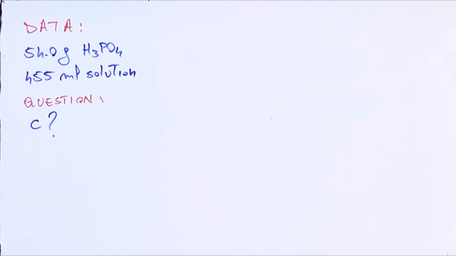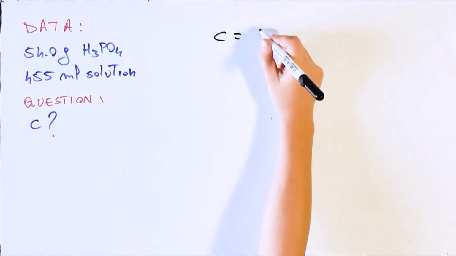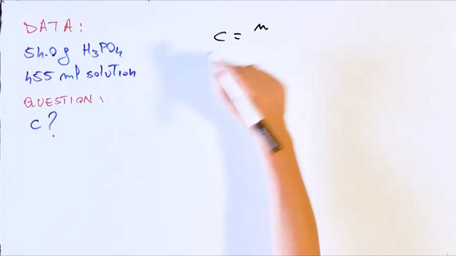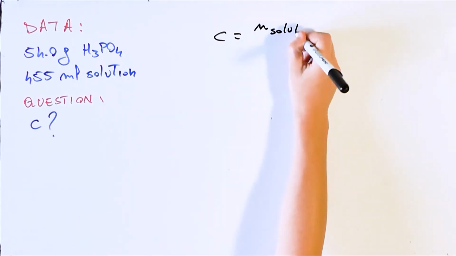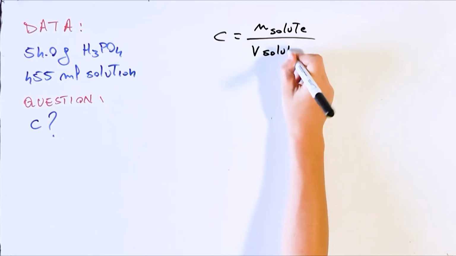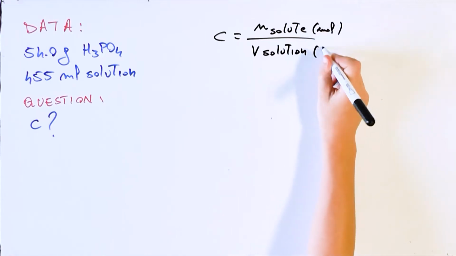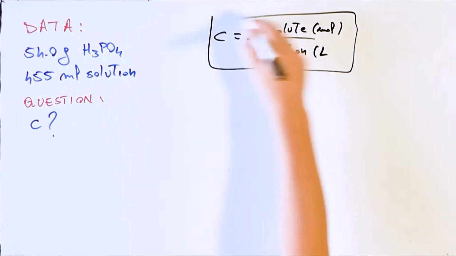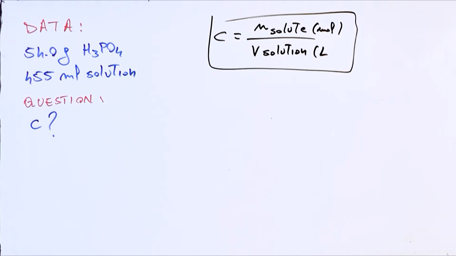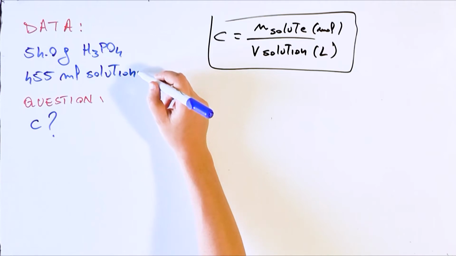So, as usual, to solve this problem, we need to remind what molarity is. Molarity is mole of solute divided by volume of solution. So we have here mole and here liters. Please remember the units of measurement. So let's see what we have and what we do not have. We have the volume of solution as data of this problem.